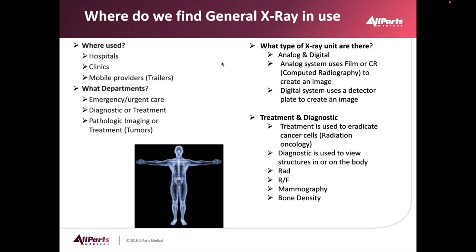What type of X-ray units are there? There's analog and digital. An analog system needs film or CR, which is computed radiography, to create an image. Digital systems use a digital plate to create an image. There's treatment departments, which treat cancer cells, which is radiation oncology. Diagnostic, which is used for looking at structures in and on the body. We have rad departments. We have rad fluoro departments, mammography, and bone densitometry.